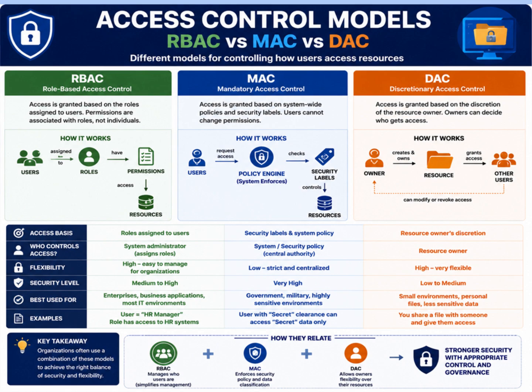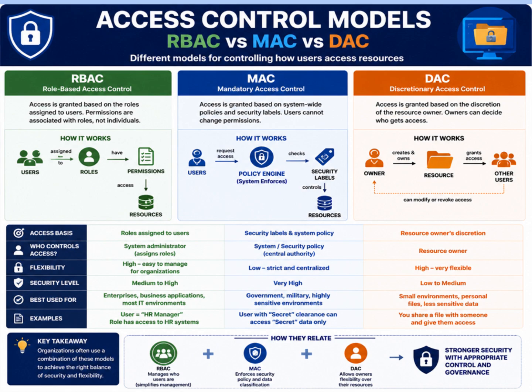Access control models define how organizations manage and restrict access to systems, applications, and information assets. This slide compares the three main access control models: role-based access control, mandatory access control, and discretionary access control. Role-based access control, or RBAC, grants access based on a user's role within the organization. Permissions are assigned to roles, and users inherit access through those roles.